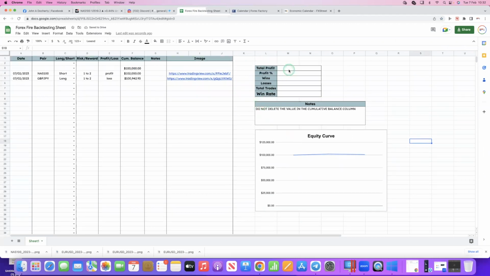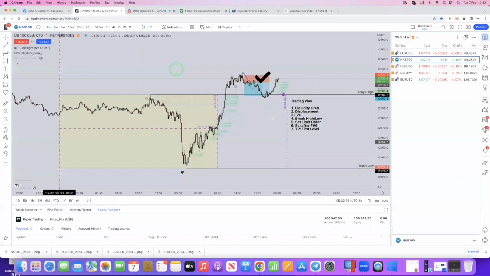So far today, total profit, we've got 942.93. The profit at the moment is 1%. The wins was 1. Losses has been 1. Total trades 2. Win rate obviously 50%. And then we've got the equity curve coming in. So that's it for that on the video today, guys.